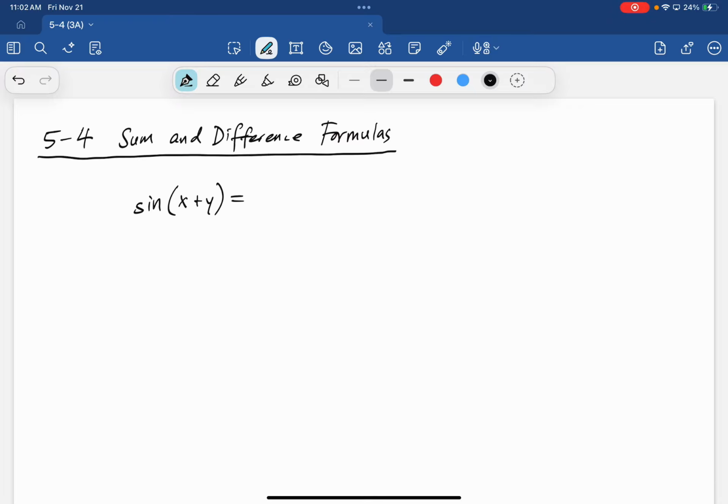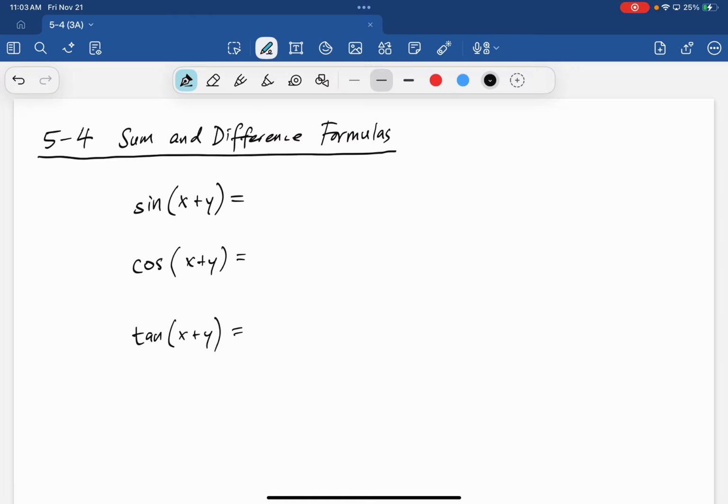Okay, sum and difference formulas are simply expressions that help us write sine x plus y, cosine x plus y, and tangent x plus y. They apply whenever we have some kind of addition within the argument or the input of the sine, cosine, or tangent function. Well, get ready. These are the formulas.